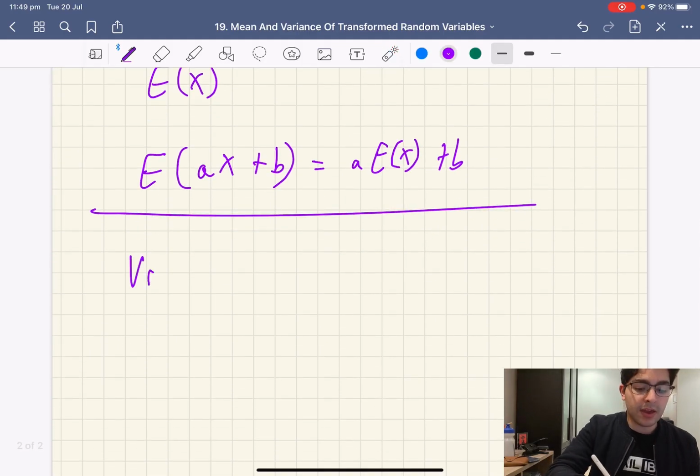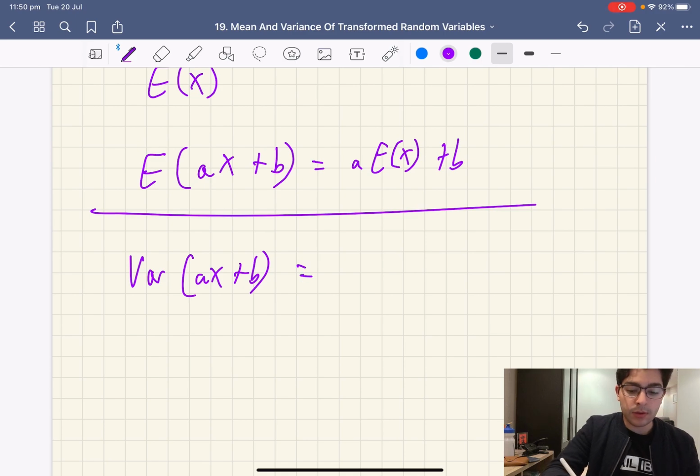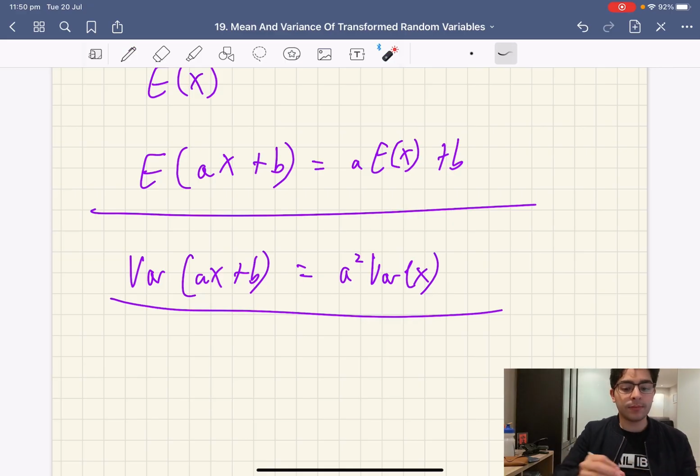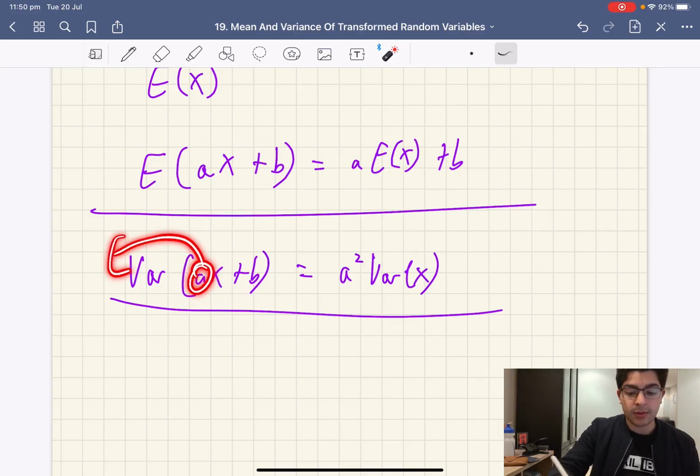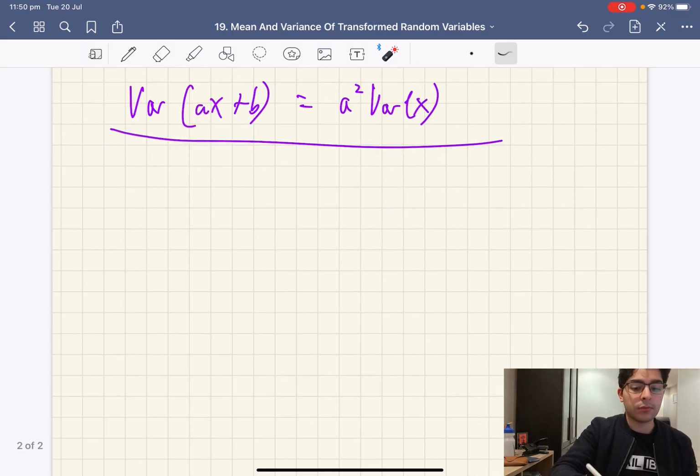However, the variance of aX plus b is going to equal a squared variance of X. As you may have observed, when you do the variance, this b doesn't matter. Doesn't matter whether it's there or not. It is only the coefficient of X that matters. In that case, pull out the a, and it becomes a squared variance of X.